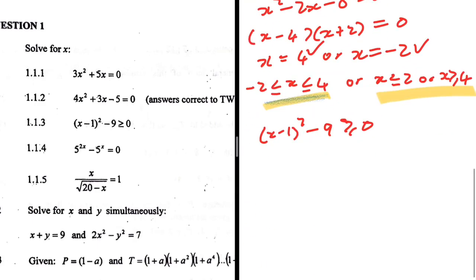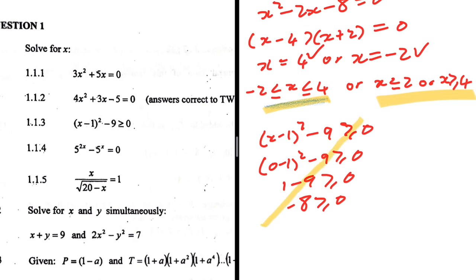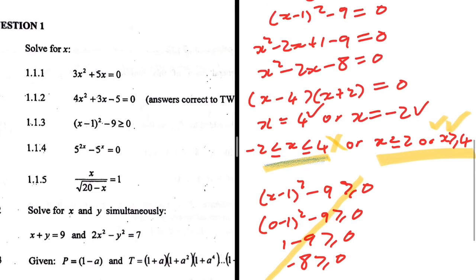So let's substitute 0 and see what happens. We're going to have 0 minus 1 squared minus 9 greater or equal to 0. So minus 1 squared is 1. 1 minus 9 is greater than 0. So minus 8 is greater than 0. Well, we know that this is not true. Minus 8 is not greater or equal to 0. So this is our solution, and this is wrong. Right?